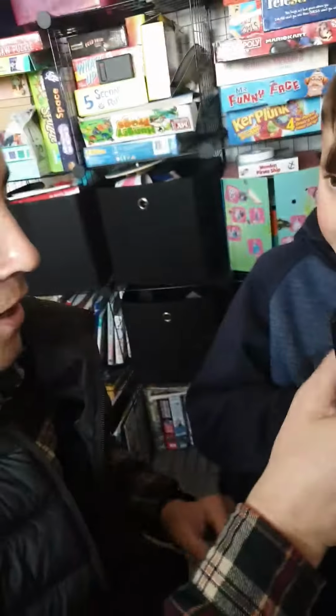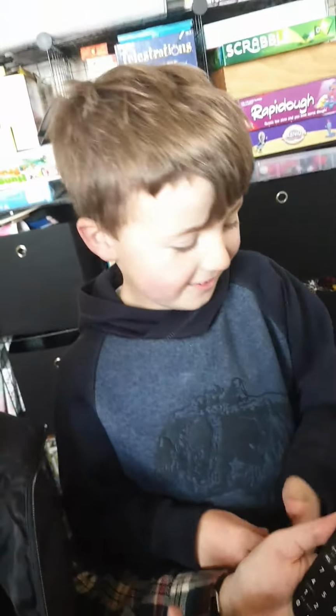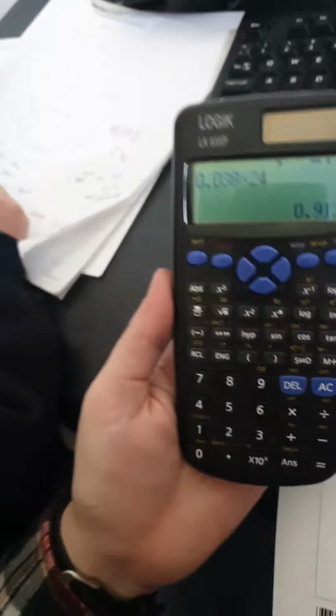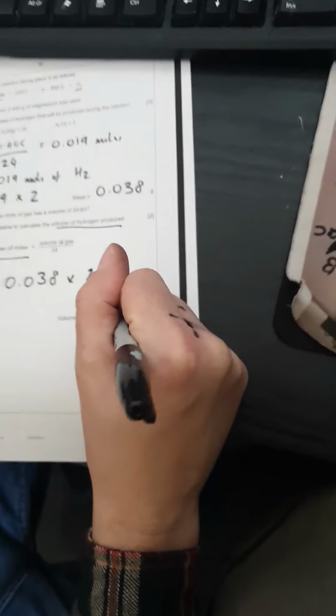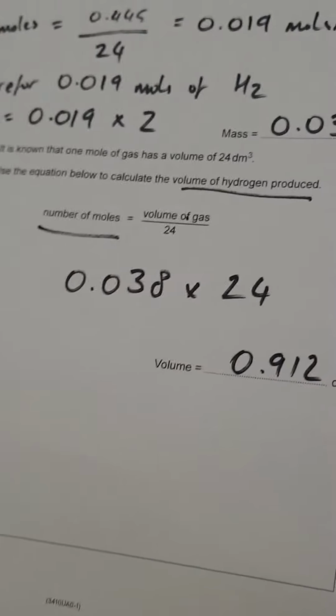My handsome assistant. 0.038 times 24 equals 0.912 decimeters cubed, which is basically a fancy way, like I said, of saying litres.